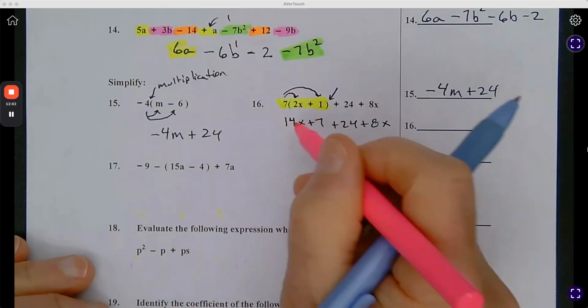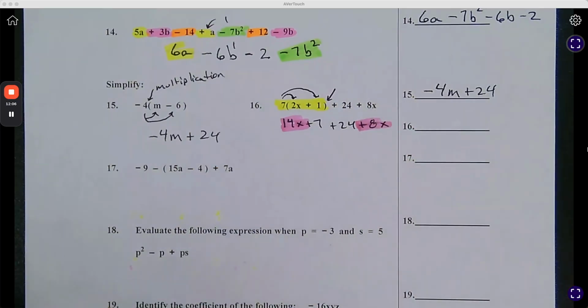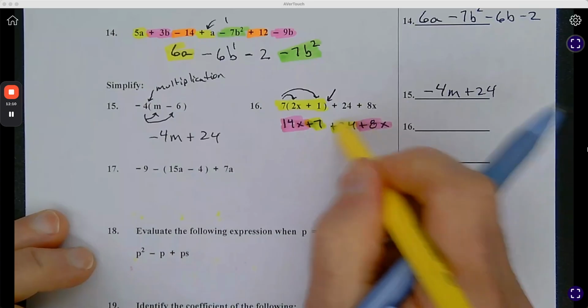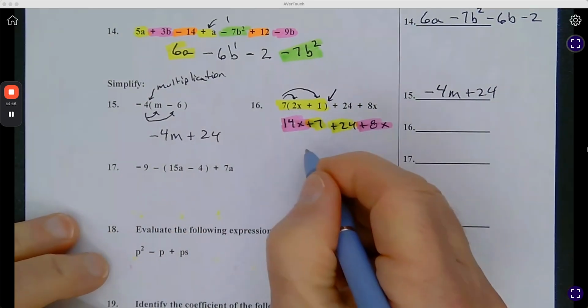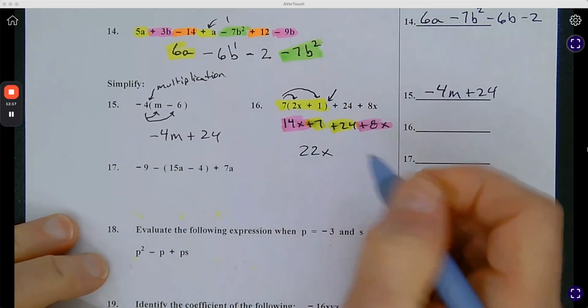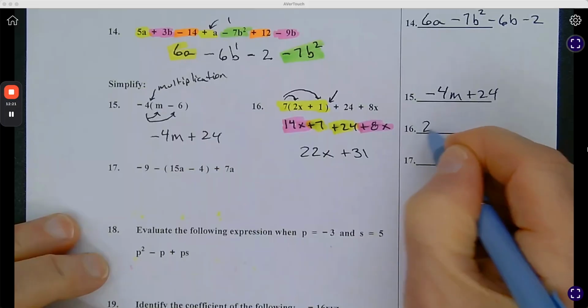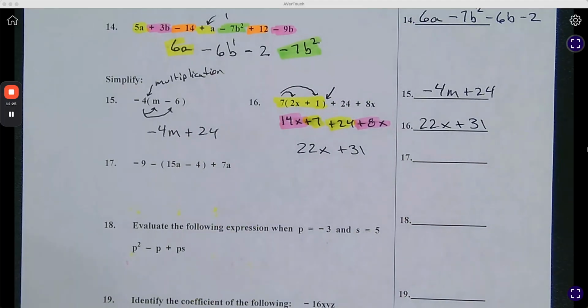Notice right here, you have 14x and plus 8x. And then right here, you have positive 7 and positive 24. Let's add up our x's first. 14 and 8 is 22x, 7 plus 24 is 31. That is the proper order. We're done.